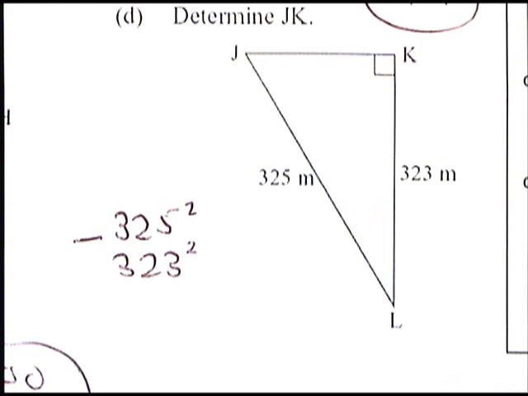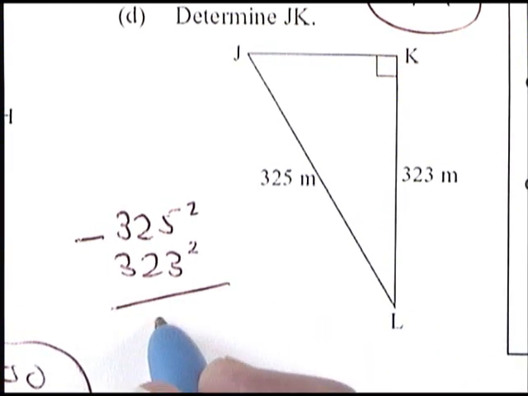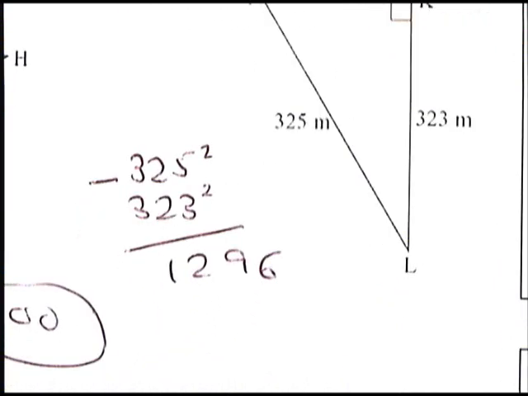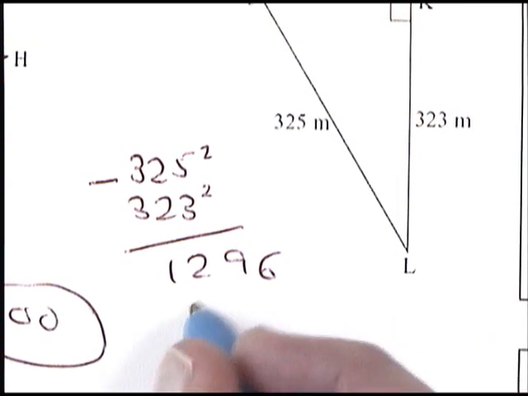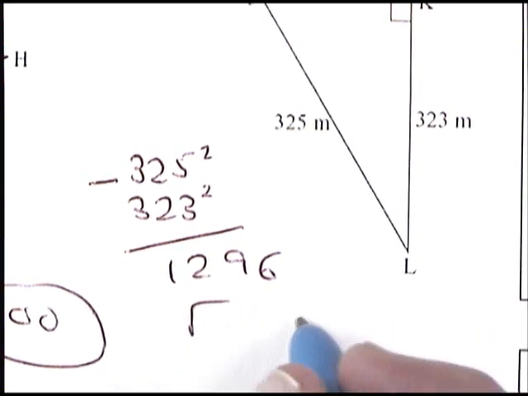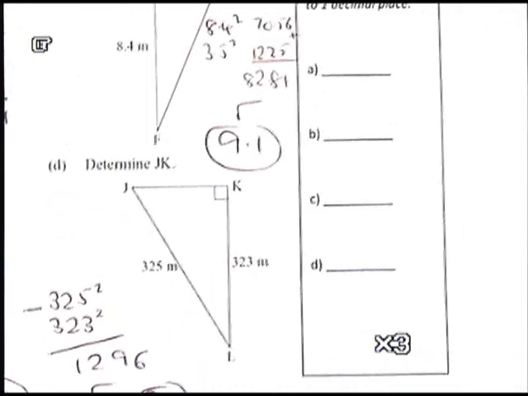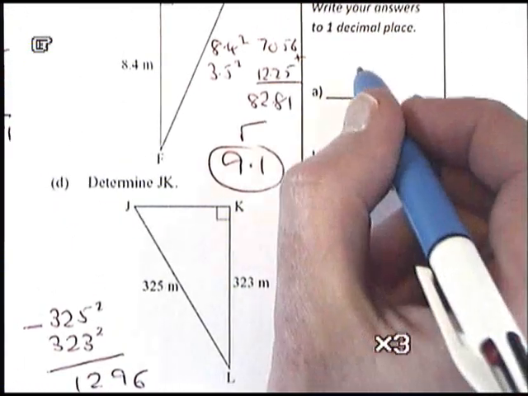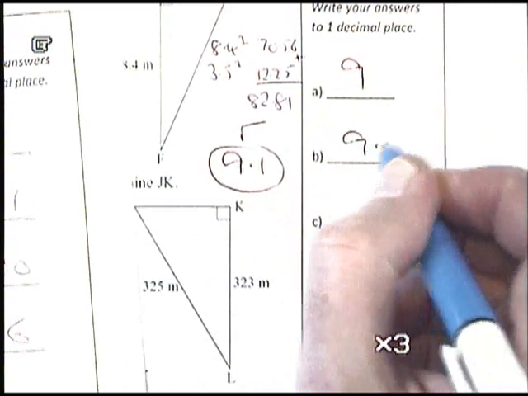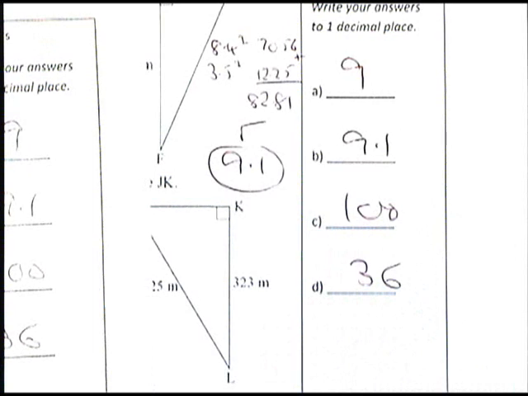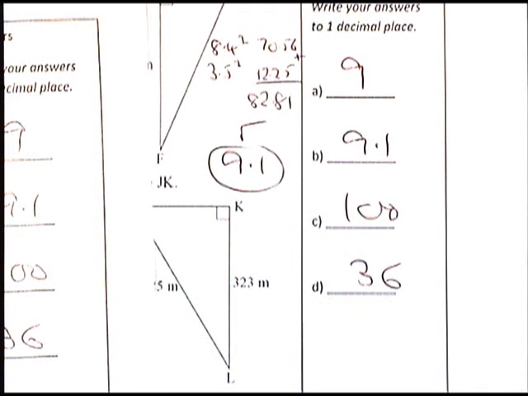Once you square them and do the taking away, that gives you 1,296. What's the final step? Square root of that number, that's right. And that gives you 36. So, the first part of this paper, the answers you should have are 9, 9.1, 100, and 36. And there are 2 marks for each of those.